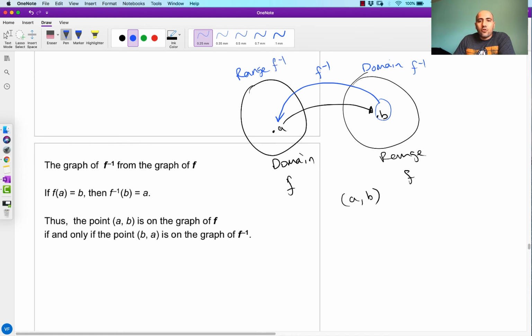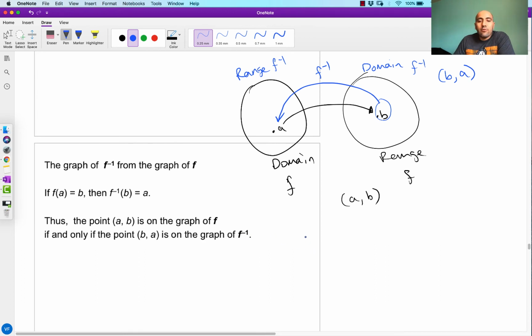Another language instead of domain and range is input-output, right? And so if this is the way these work, then that must mean that the ordered pair b comma a is a point in the graph of f inverse, and a comma b is a point in the graph of f. And that must be true for any two points in the domain and ranges of these functions, by definition, right? So the point a comma b is on the graph of f if and only if the point b comma a is on the graph of f inverse.